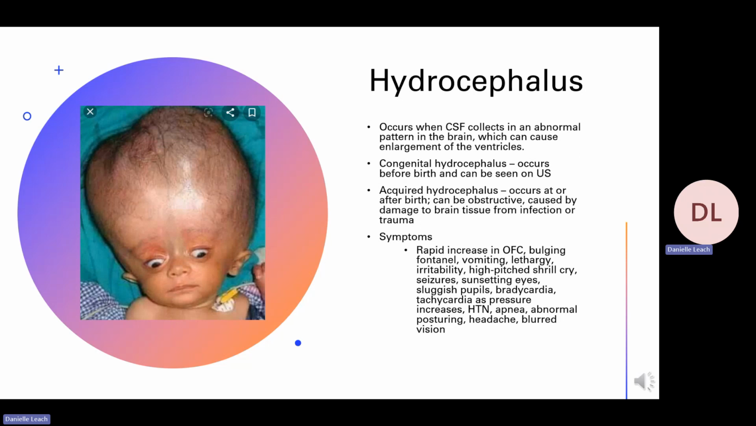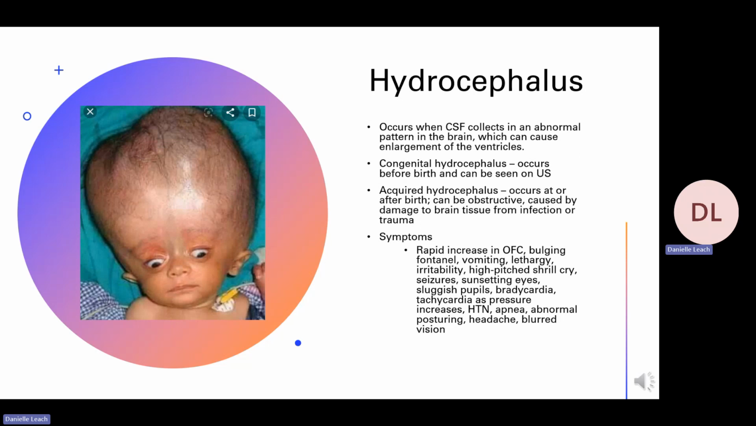They could start seizing. One sign is called sunsetting eyes, which this baby has in this photo. Basically, it looks like the baby is looking down, but it's an involuntary movement. They're not trying to necessarily look down. And it's called this because I guess basically their irises and their pupils look like little sunsets. Sluggish pupils, if you were to do PERRLA, they could start bradying.